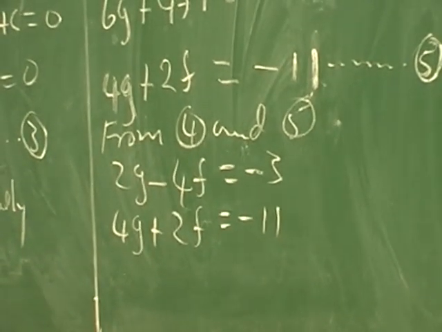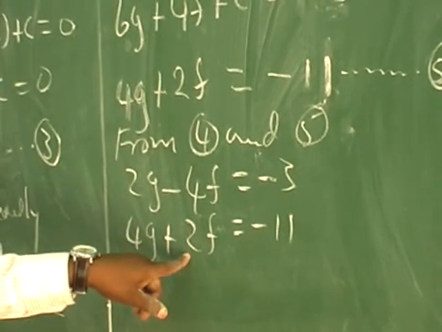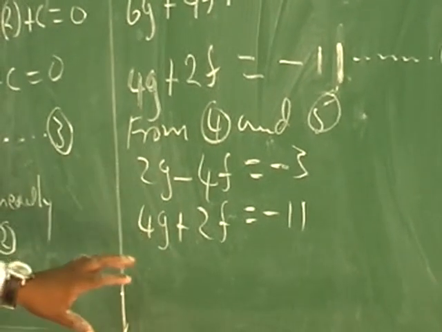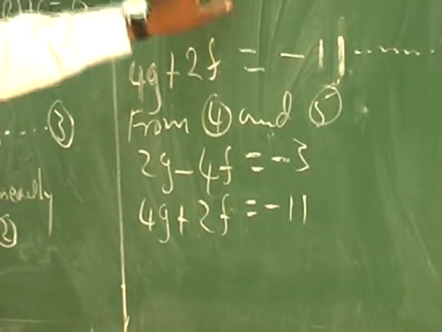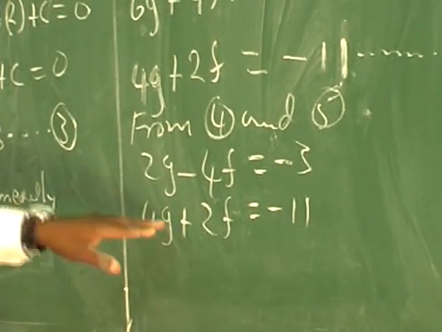Now, solving simultaneously, you see here we have 2, we have 4 here. Before we can eliminate, the coefficients must be equal. That was why here we have C, the coefficients are equal. So before we can eliminate, we must make the coefficients equal.